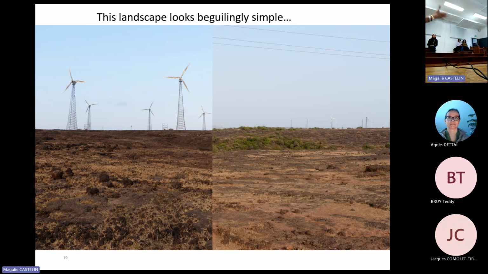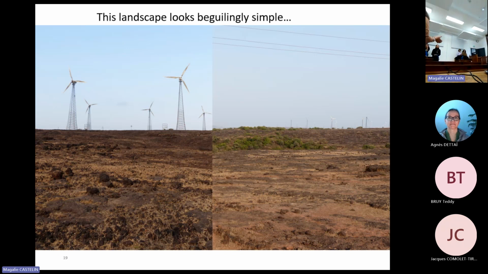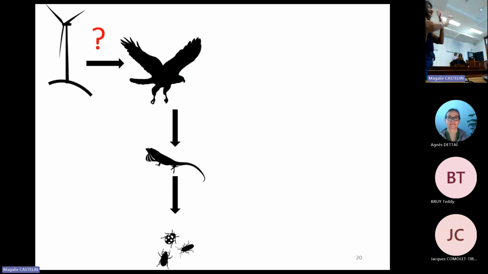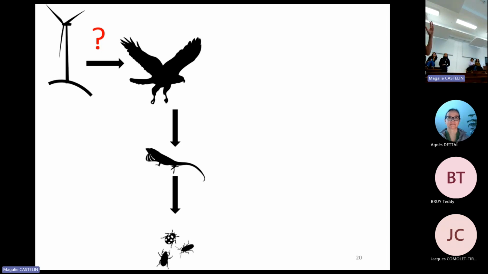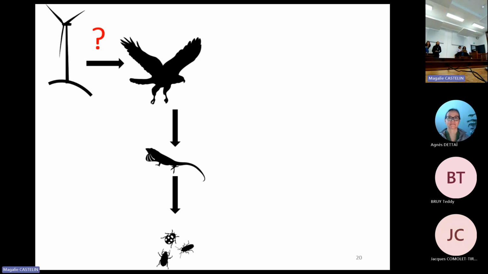This is the landscape. This is peak summer, when the prey that we're interested in is out and about. It's a simple ecosystem. We don't have a forest with lots of connected pathways. It's a simple ecosystem that has four levels. The wind turbine level, which is our creation on it, but it has raptors and lizards and insects. I'm going to focus on the birds and the lizards today.